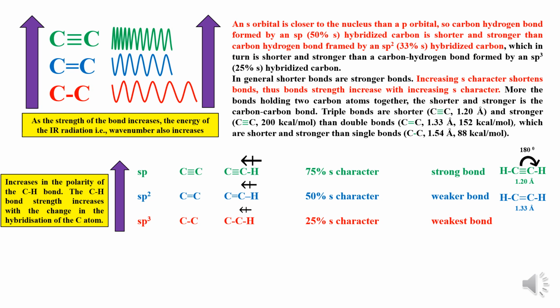So that is with respect to the CH bond. Now coming to the carbon-carbon bond, in case of alkynes, the distance is 1.2 angstroms, while in case of alkenes, the distance is 1.33 angstroms, while in case of alkanes, the carbon-carbon distance is 1.54 angstroms.